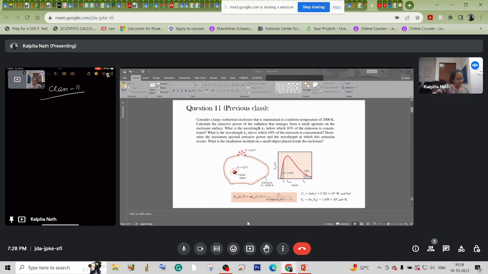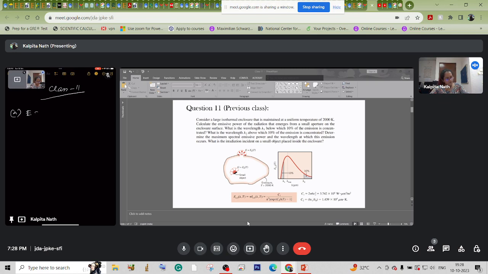Okay, I think we should proceed with the solution for today's question, the first question rather. As I've already said, as it is an isothermal enclosure, we can take it as black body radiation. So the first part will be simply using the equation for the emissive power for a black body.